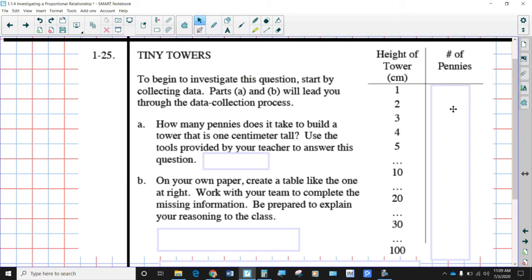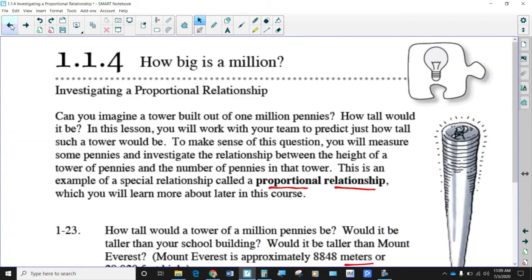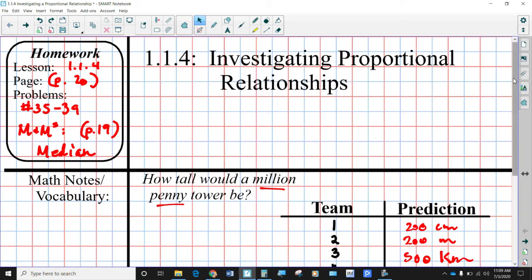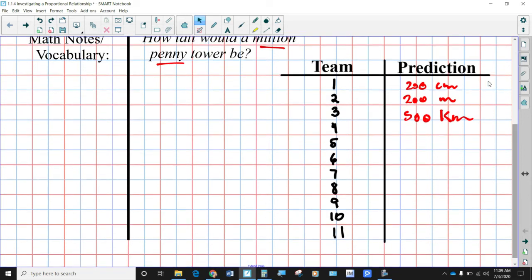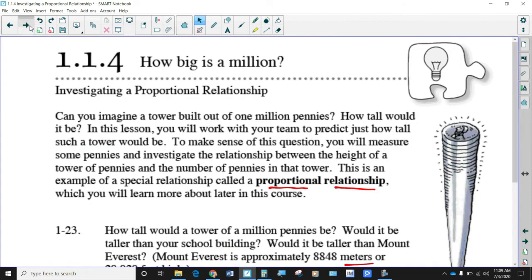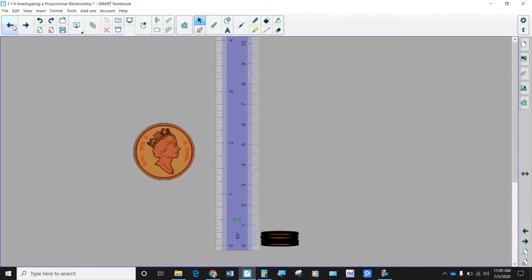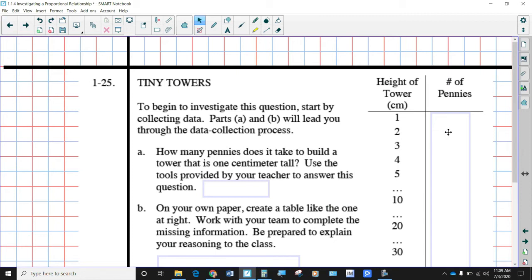All right, generally what I do here is I take a record of every single group. Remember on that first page how everyone made the predictions? Well, then I go back to each one of these teams and I have them actually report out how many pennies they each found for 1 centimeter. And the consensus is always 7 pennies. So 1 centimeter is equivalent to 7 pennies.